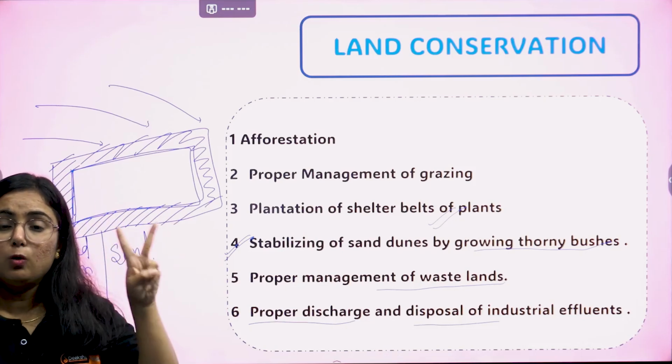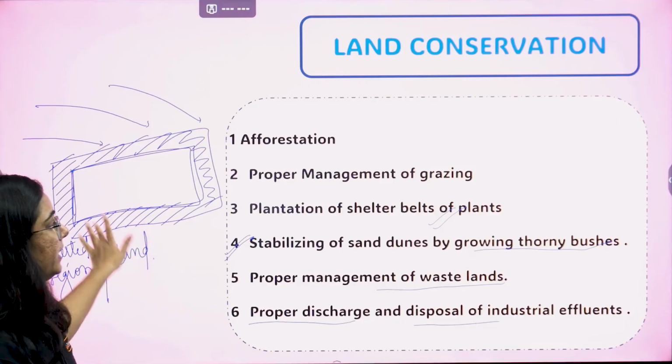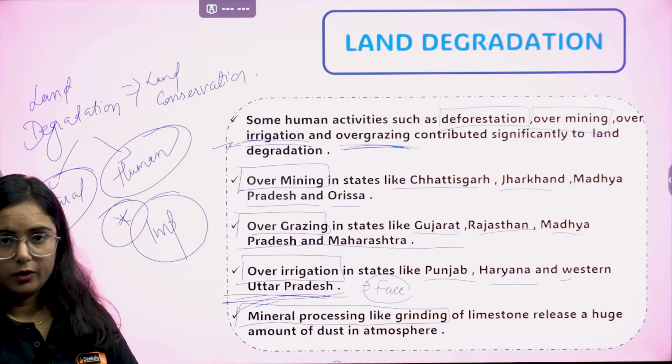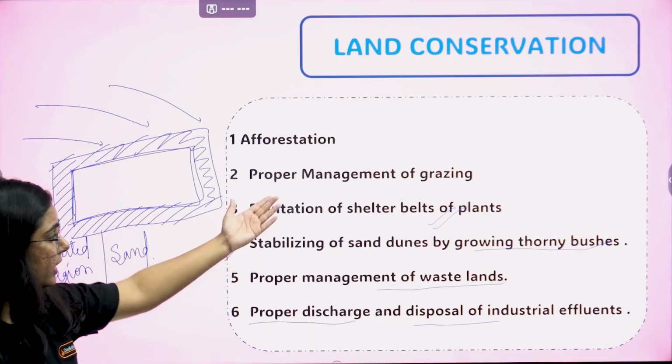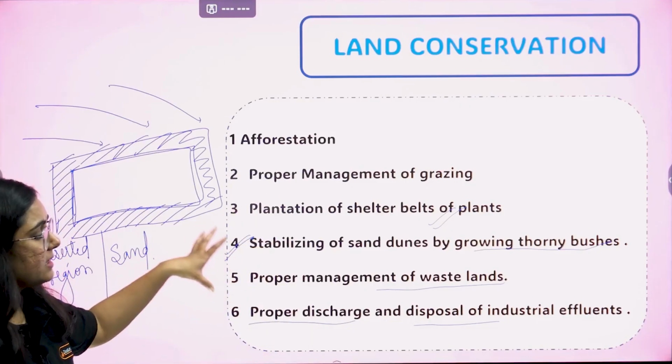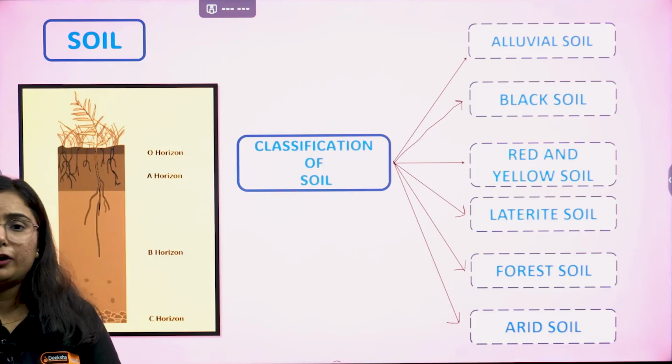5-mark questions, 2 questions are there. Reasons for land degradation explained in detail. Here it is. Okay, how to conserve land, here it is. I know that you are able to explain them. These are just headings. You explain them in detail so that it can be useful for your future.